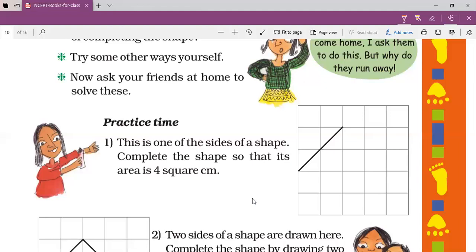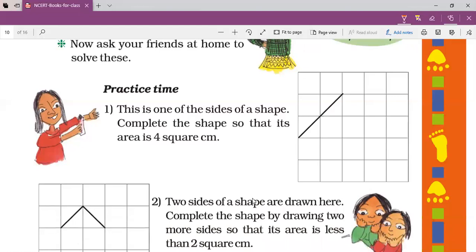Complete the practice time in your notebook. Don't complete it in the textbook. This should be completed in your notebook. All questions, question number 1, 2, and 3. In 3 also there are three sub questions, A, B, C, that also you have to complete in your notebook.